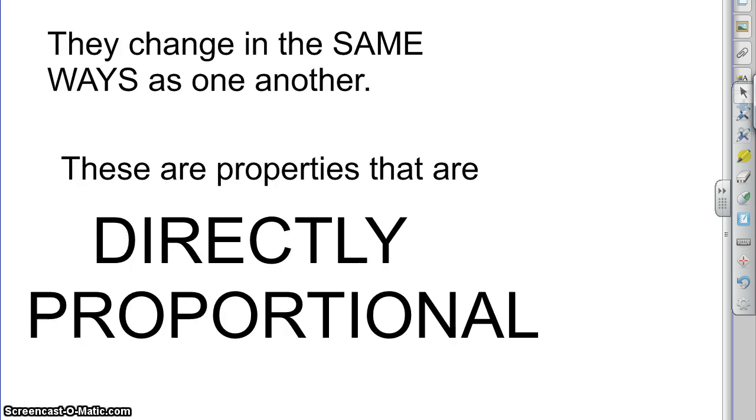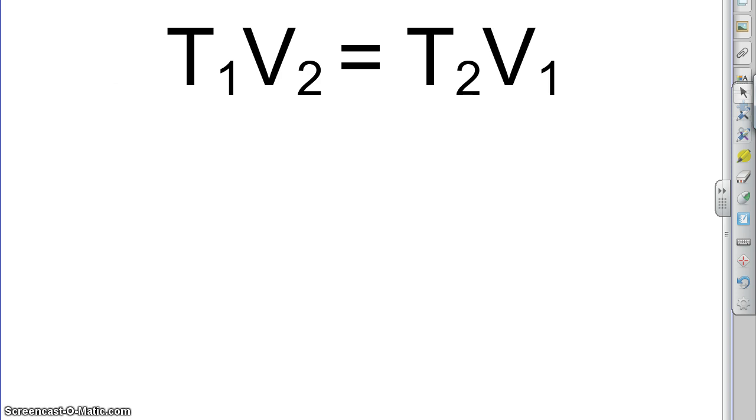This is a direct relationship. These are directly proportional. If one thing goes up, the other goes up. If one goes down, the other goes down. So things that change in the same way, one goes up, the other goes up, are directly proportional. And so Charles' law of temperature and volume is a direct proportional law. So this is the formula.